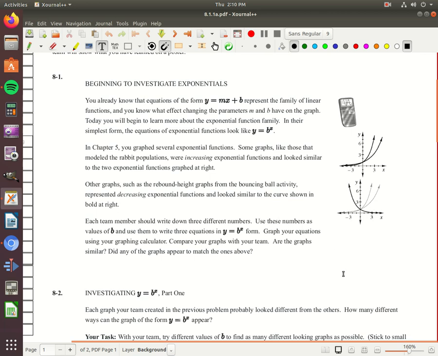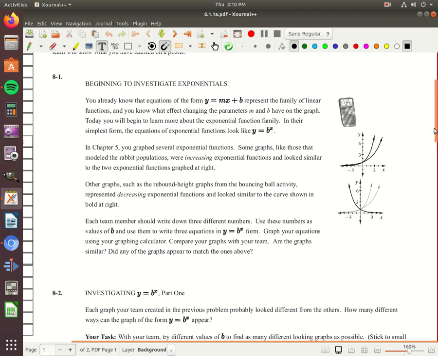Each team member should write down 3 different numbers, use these numbers as values of b, and use them to write 3 equations of y equals b to the x form. Graph your equations using your graphing calculator. Compare your graphs with your team. Are the graphs similar? Did any of the graphs appear to match the ones above?